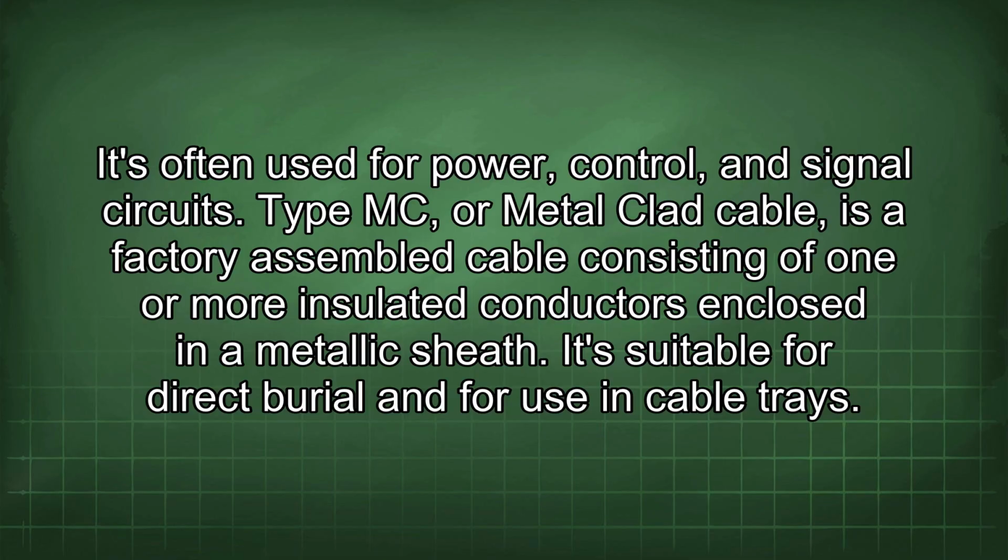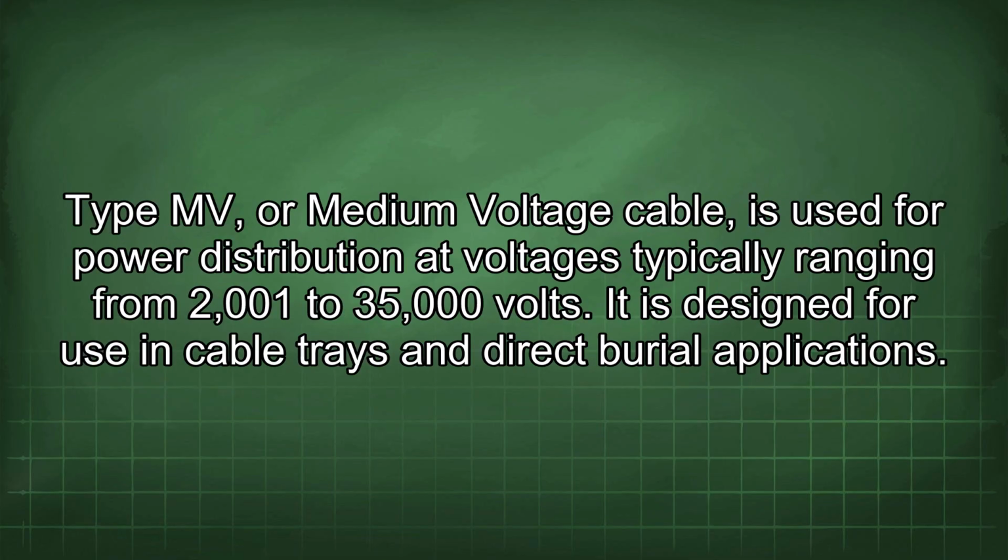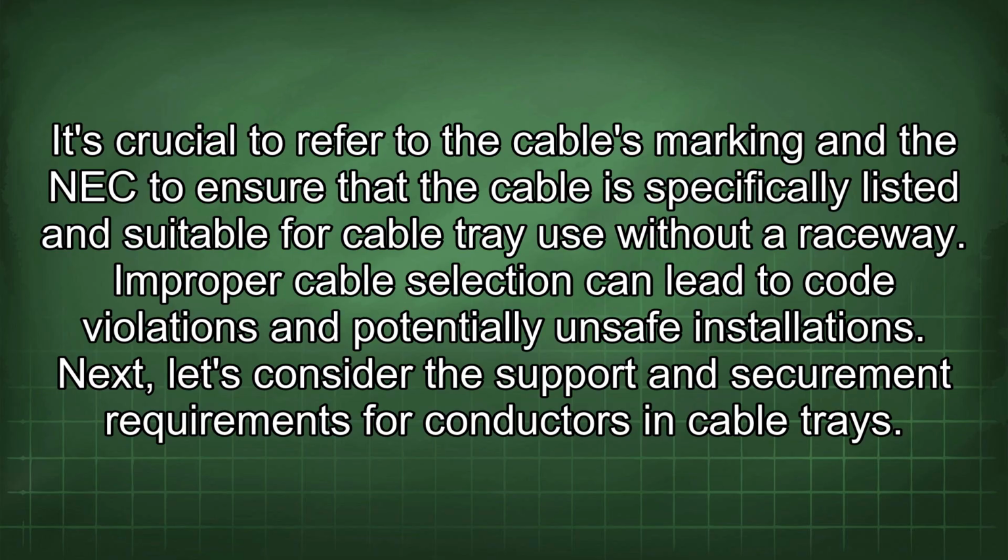Type MC, or metal-clad cable, is a factory-assembled cable consisting of one or more insulated conductors enclosed in a metallic sheath. It's suitable for direct burial and for use in cable trays. Type MV, or medium voltage cable, is used for power distribution at voltages typically ranging from 2001 to 35,000 volts. It is designed for use in cable trays and direct burial applications. It's crucial to refer to the cable's marking in the NEC to ensure that the cable is specifically listed and suitable for cable tray use without a raceway. Improper cable selection can lead to code violations and potentially unsafe installations.